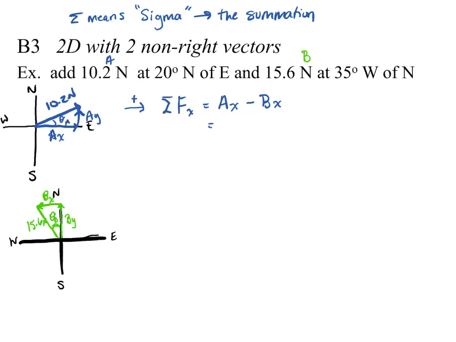Okay, how do I get A in the x direction? Well, the x direction is the adjacent side. So I need to take A, or the 10.2, and multiply it by cosine of theta, because it's adjacent. So it'll be A times cosine theta A. And then, of course, B in the x direction is the opposite side, so I need to use sine for that one. So that's going to be B times sine theta B. That's how I get them specifically into their x and y directions.